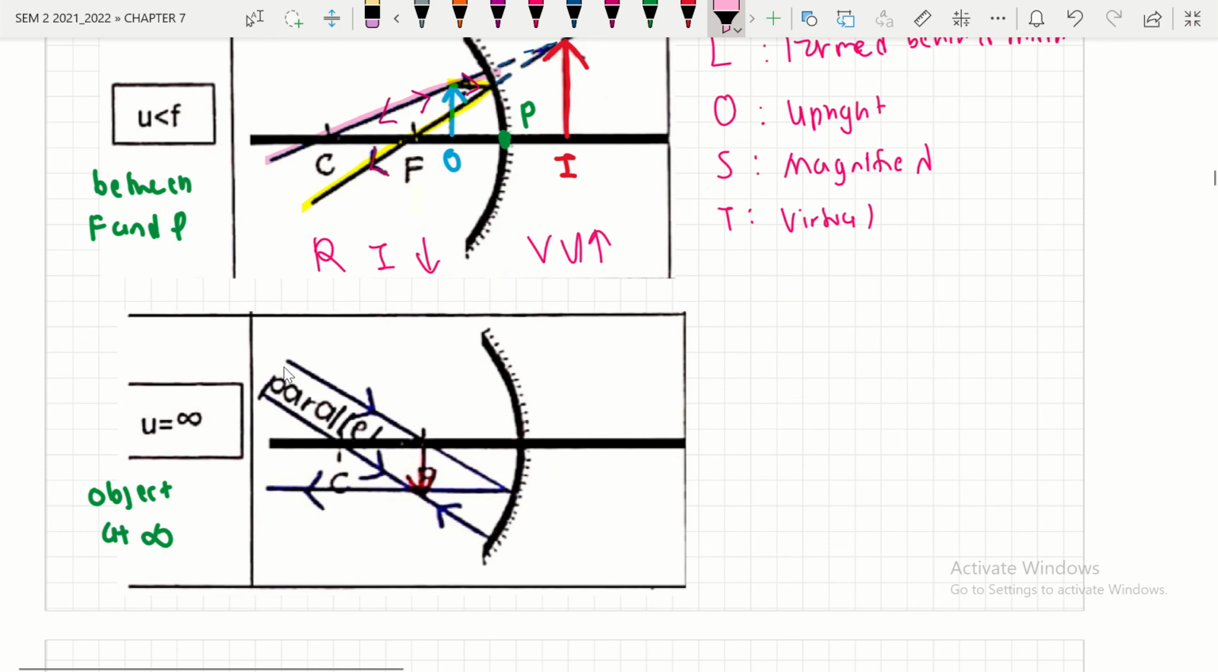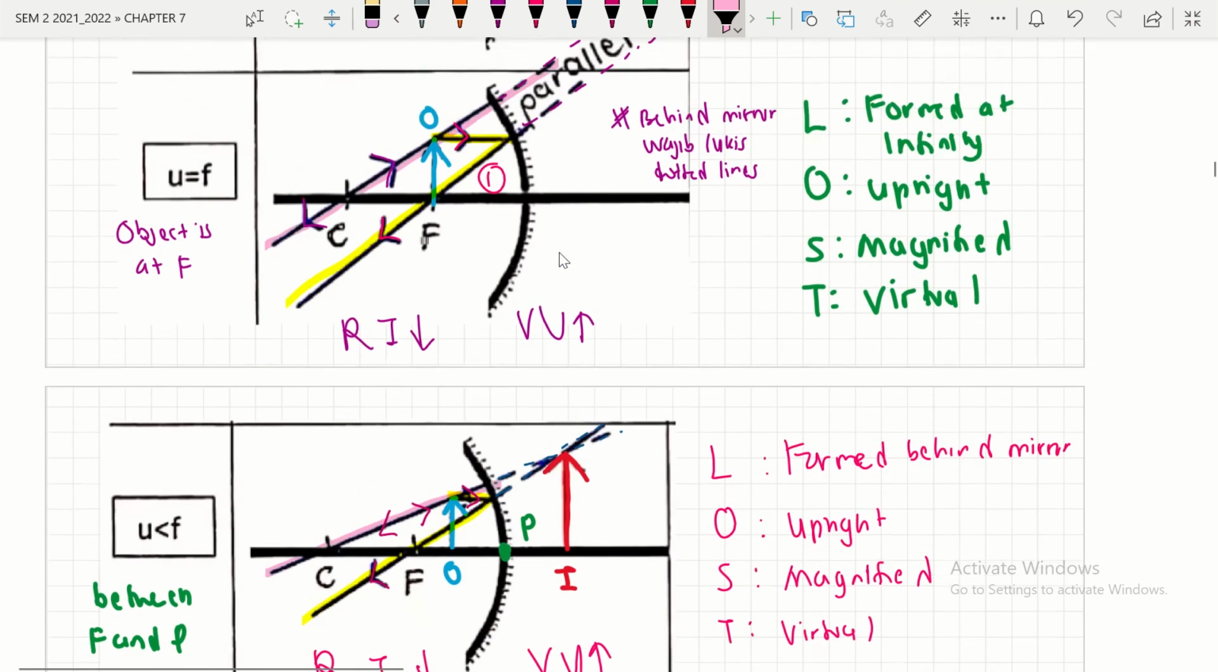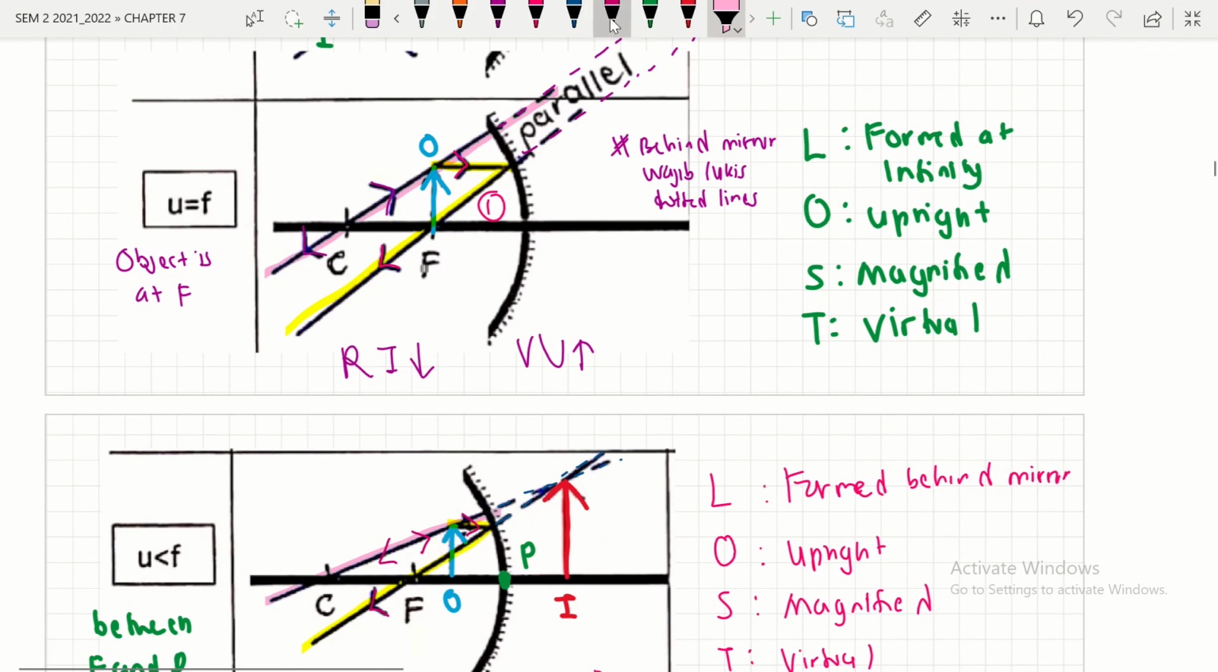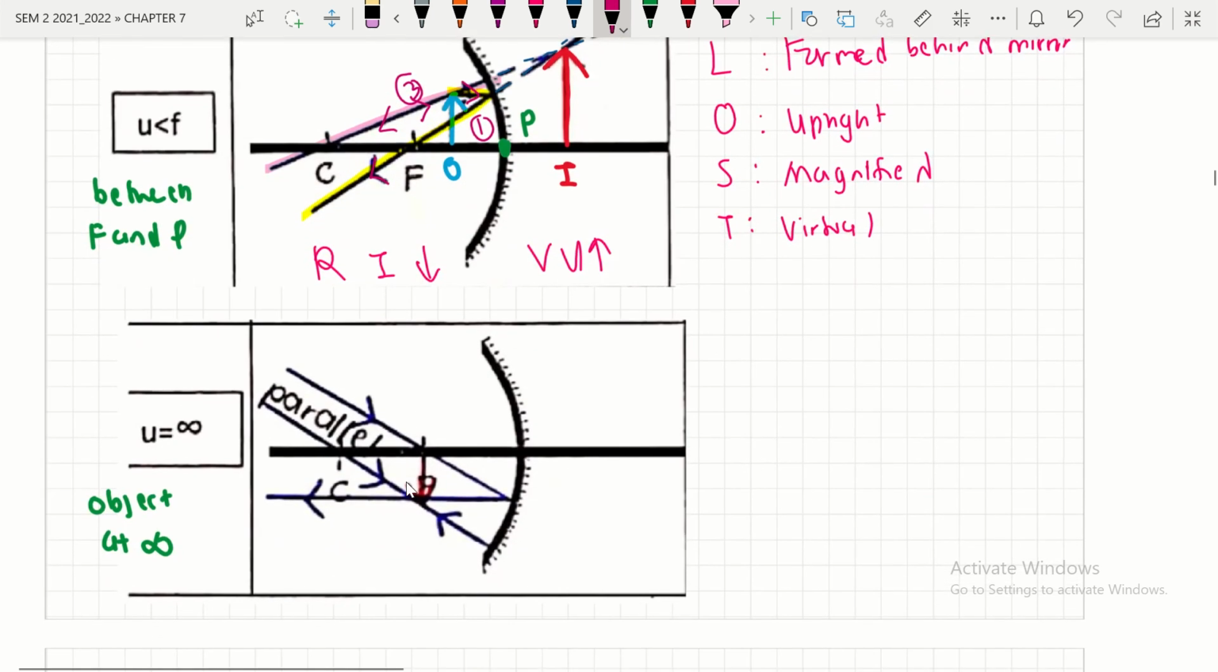So Miss akan buat dua ray diagram. Okay, yang ini tadi Miss pakai ray diagram yang pertama dengan ray diagram yang ketiga. Ini pun sama, yang pertama dan juga yang ketiga. So for this one pun Miss akan pakai ray diagram yang mana tau? Miss akan pakai ray diagram yang kedua dan juga yang ketiga. So macam mana Miss akan buat?